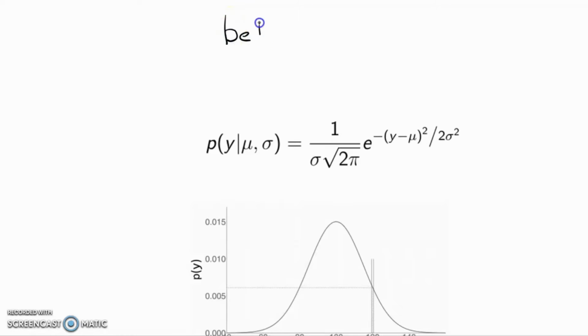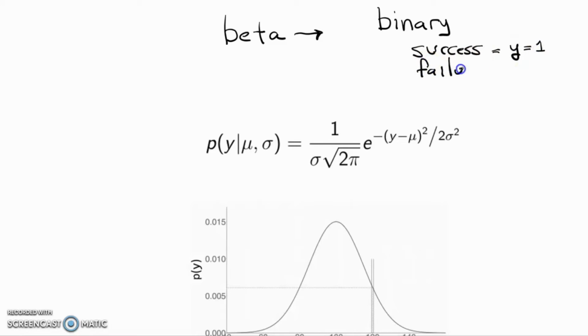The purpose of this video is to explain the beta distribution. We're going to use the beta distribution, as we'll see later on this week, when we're dealing with an experiment that has a binary dependent variable. In other words, we've got either a success, which we'll identify as y equals 1, or failure, which we'll identify as y equals 0.